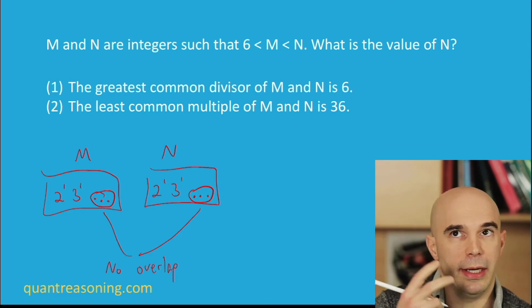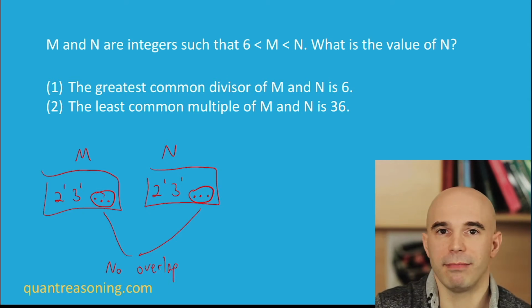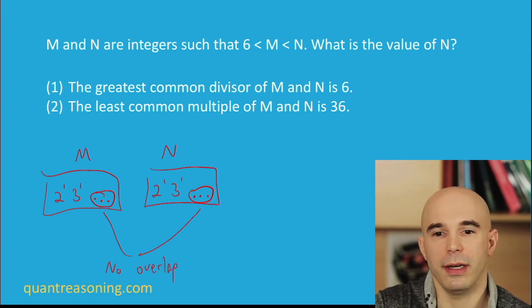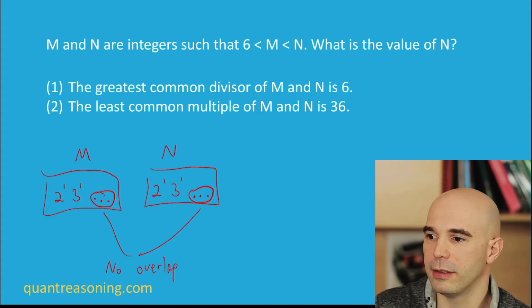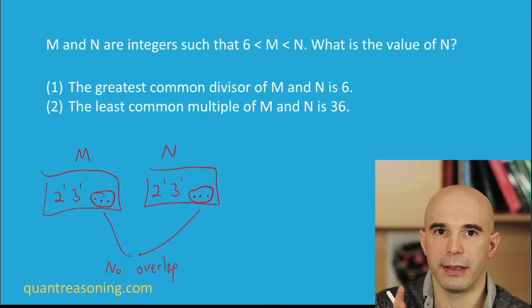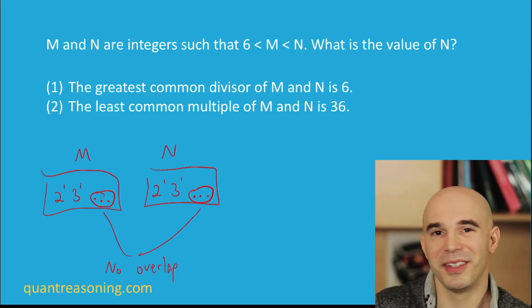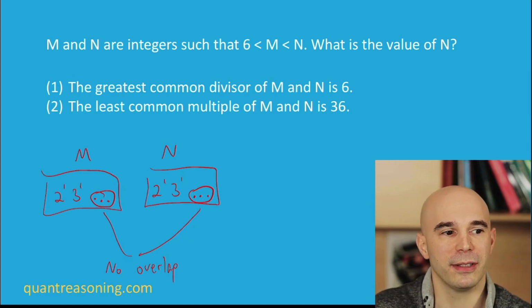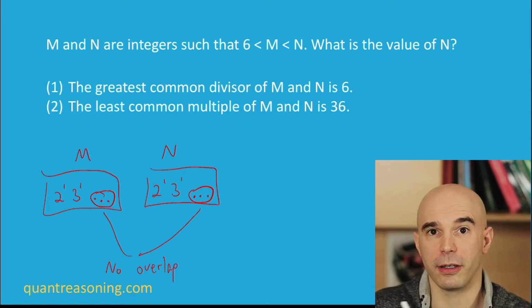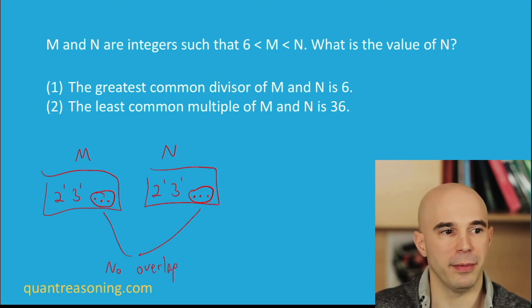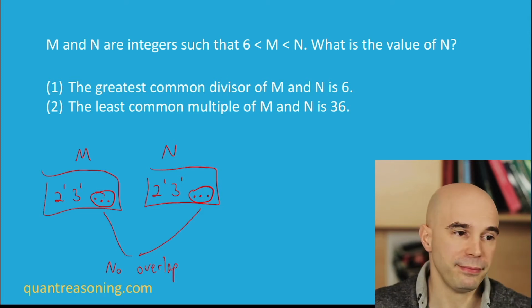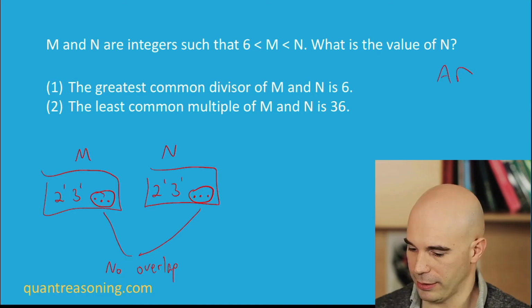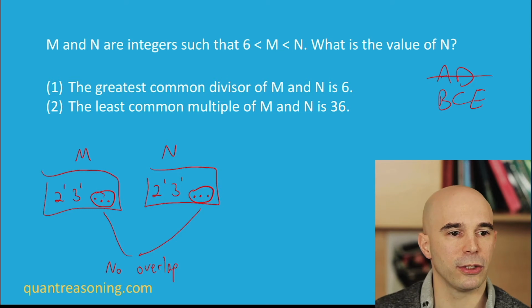So, in m, I could have 5 squared, 7 cubed, and in n, I could have 11 to the power of 5 and 13 to the power of 7. As long as that leads to n being greater than m, then anything goes. As long as those don't have anything in common, then the greatest common divisor of m and n is 6. And can we tell what the value of n is? No, there's an infinite number of possibilities. So that eliminates the answer choices that claim that statement 1 is sufficient on its own.